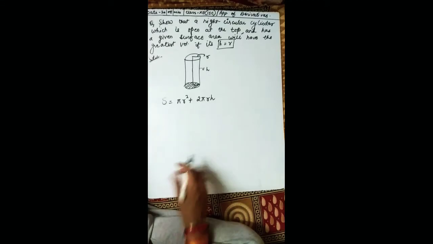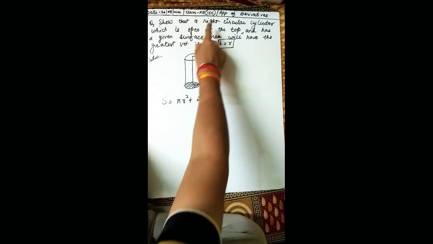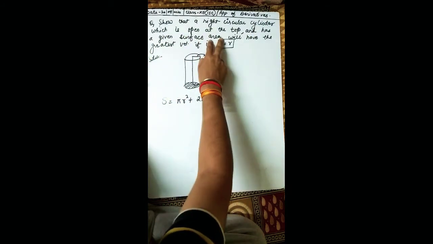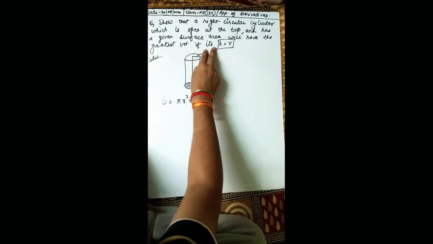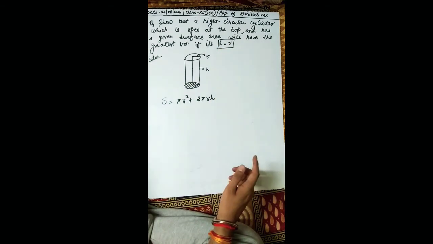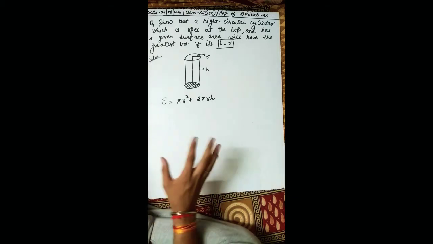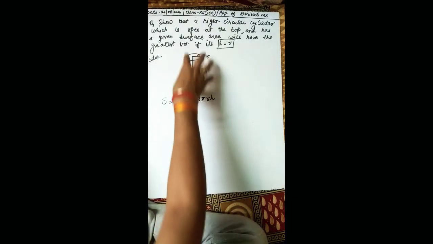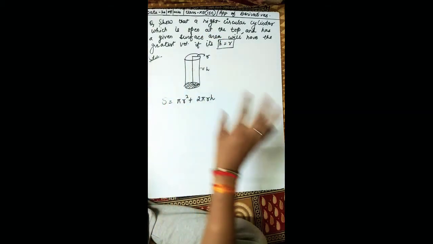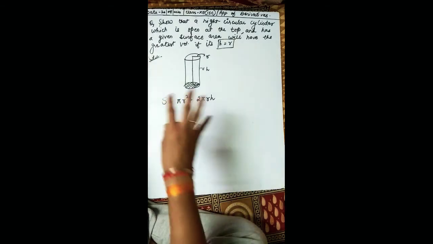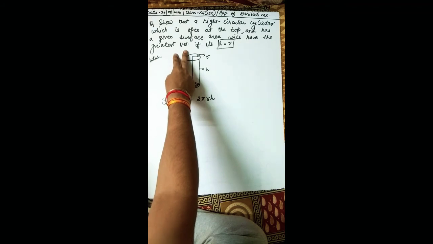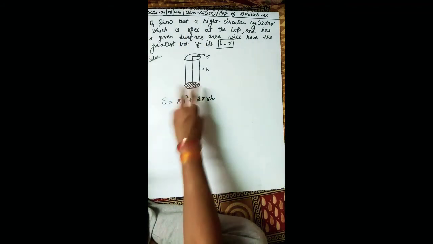Okay, let us consider this question. Show that a right circular cylinder which is open at the top and has a given surface area will have the greatest volume if its height is equal to the radius of the base. That means in this question they are saying, we have the right circular cylinder which is open from the top. Its surface area is given to us. Then we will have the greatest volume when its height is equal to the radius of the base.